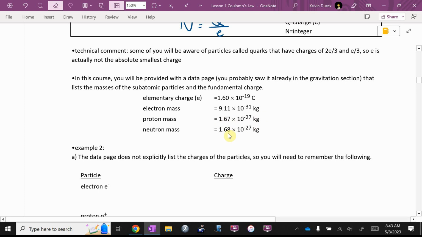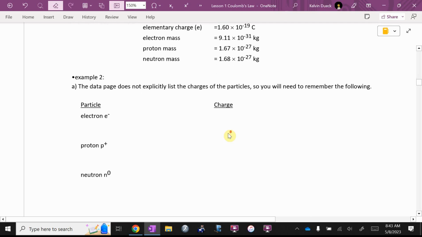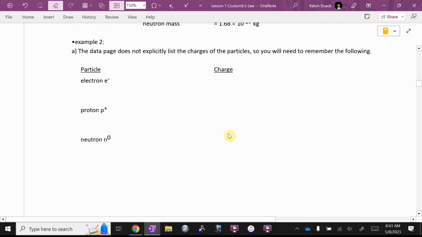Mass of a neutron, I might not have given you that. We don't use neutrons much because they're neutral. They don't interact that much. So did I give you the mass of a neutron? No. If you need it, it'll be given to you in the question. What you will need to memorize is this. The data page doesn't explicitly list the charges of the particles, so you'll need to remember the following.